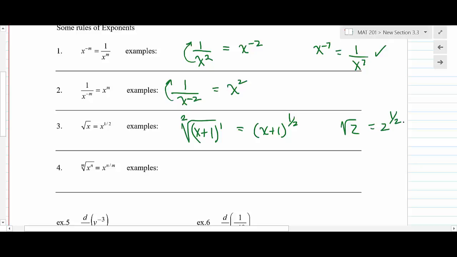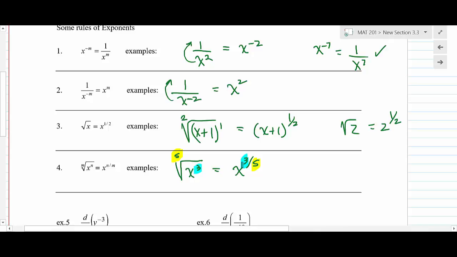Then this is the more general rule. For instance, say you had the 5th root of x to the 3rd. You need to learn how to change that into this rational exponent form. So you say x to the 3 over 5. The name of the root is always going to be the denominator, and the exponent is always going to be the numerator. You have to do that in calculus. You do that all the time.